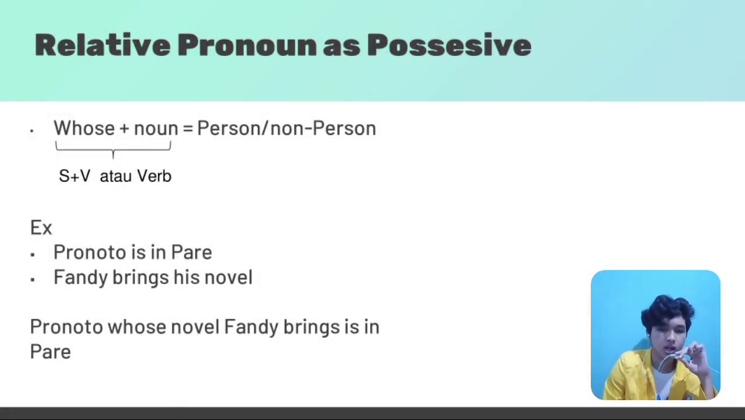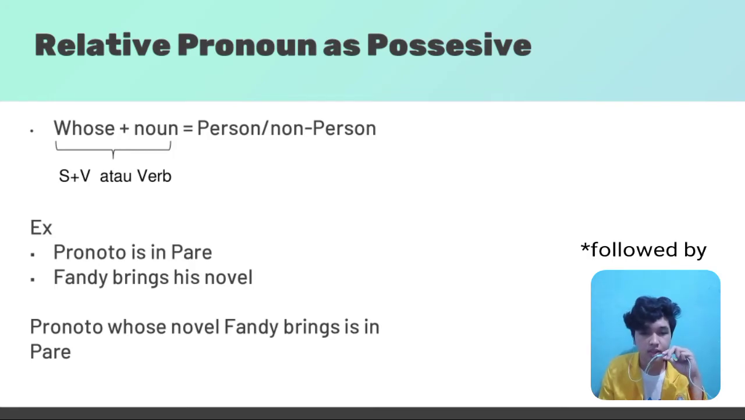Okay, next I will explain about relative pronoun as possessive. Relative pronoun as possessive is an explanation of ownership. Now, we only use one conjunction, that is whose plus noun. Whose plus noun is used for a person or non-person and is followed by subject plus verb or verb.